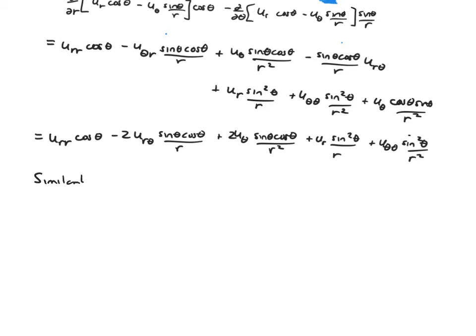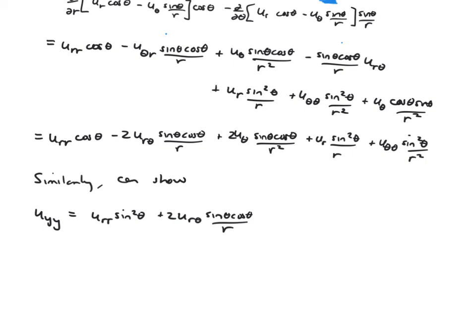Similarly, if we do this double application of this derivative operator with respect to y, we can show that u sub yy, the second derivative of u with respect to y, is equal to u sub rr sine squared theta plus 2u sub r theta sine theta cos theta over r. Well, that looks kind of nice, because look, get my lightsaber out here, minus 2u sub r theta sine theta cos theta over r, and there's plus 2. Oh, so a little bit of help there. That's nice.